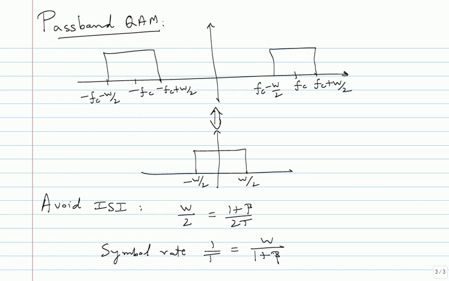People usually, when you think of passband QAM, think of a positive frequency of W hertz, and for baseband PAM also think of a positive frequency of W hertz, but it works out differently depending on how you look at it. So this is the symbol rate, in symbols per second.